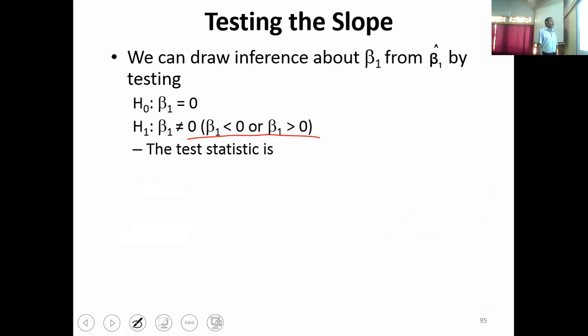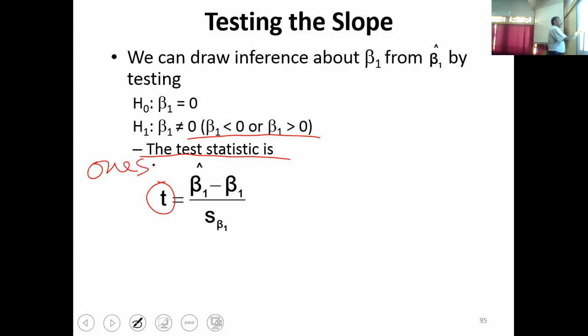and also we can test this beta 1 value. For the test statistic, we are using the t-test. It is a one sample t-test.